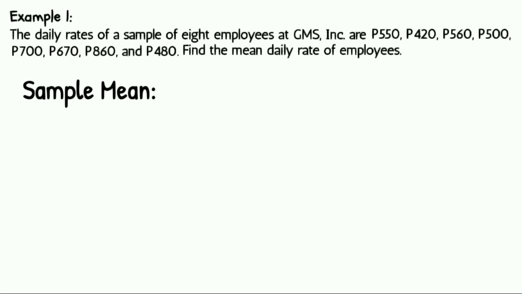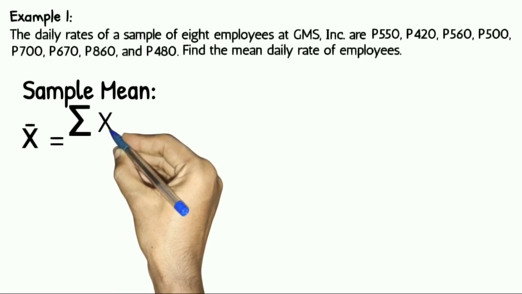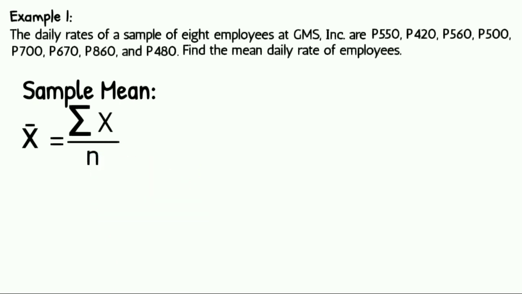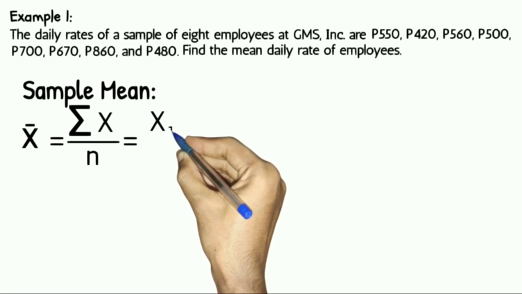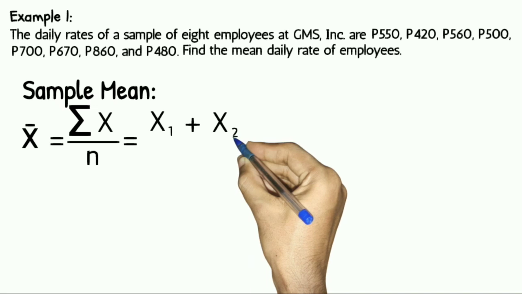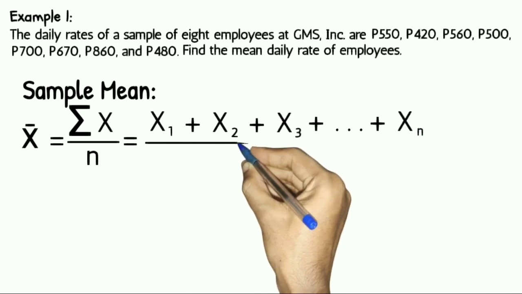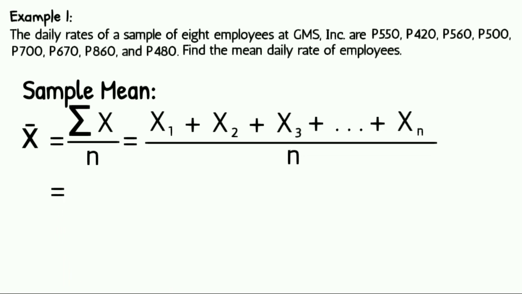And the formula for sample mean is: sample mean, or X bar, is equal to the sum of all X's over the total number of values in the sample. Actually, pwede pa natin yang i-expand. So it will further become x sub 1 plus x sub 2 plus x sub 3 plus ellipsis plus x sub n over n. After that, i-substitute lang natin yung values dun sa ating dataset sa formula.